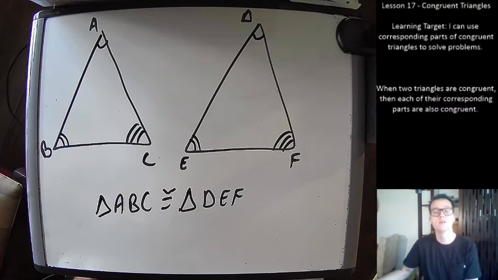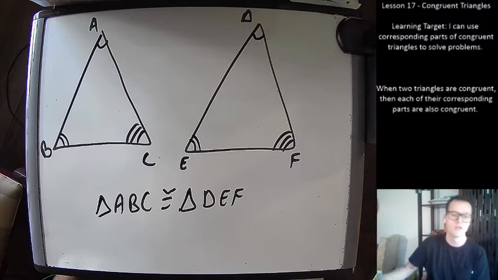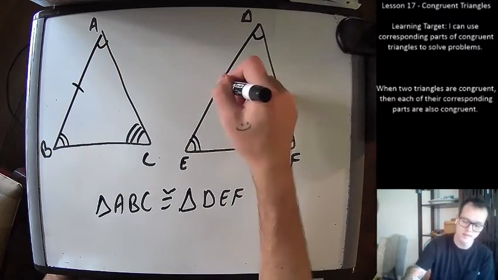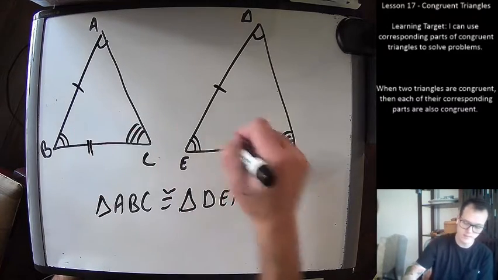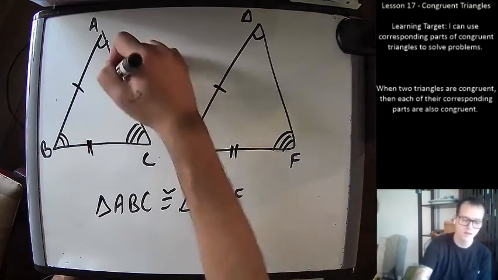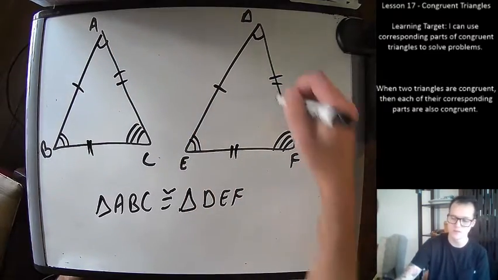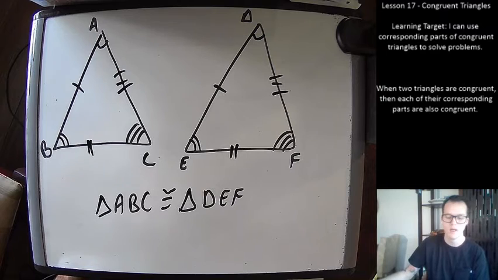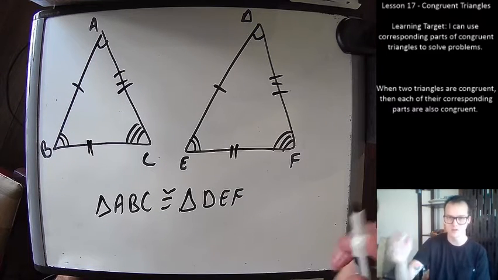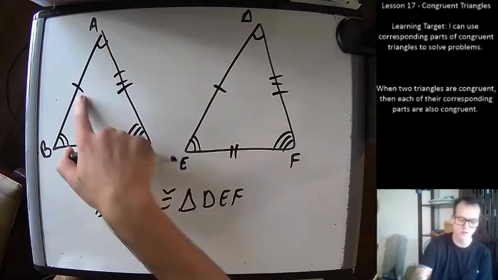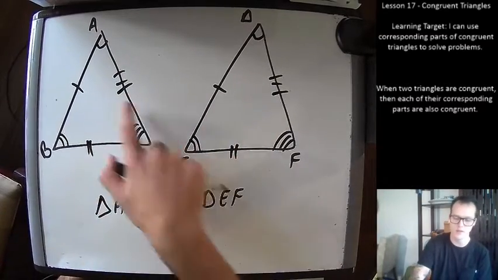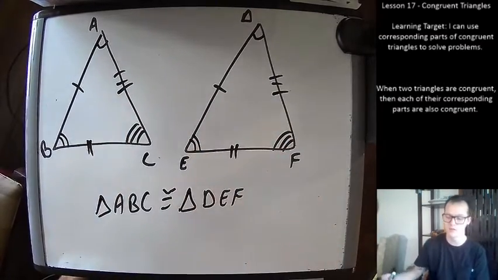Similarly, we can do the same thing with side lengths. So side AB is congruent to side DE. They have the same exact length. BC is congruent to EF, and AC is congruent to DF. Notice the different number of tick marks, like little angle markers here. So the ones with one tick mark, these are congruent to one another. The ones with two, they're congruent, and the ones with three, those are congruent to one another.